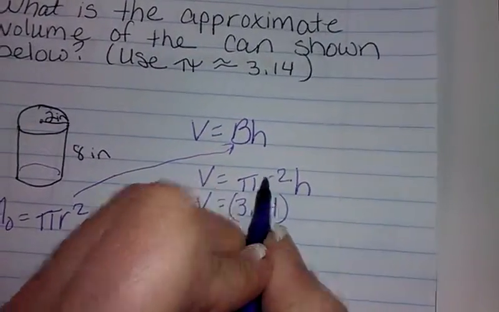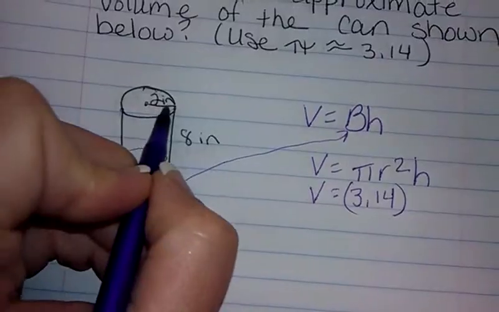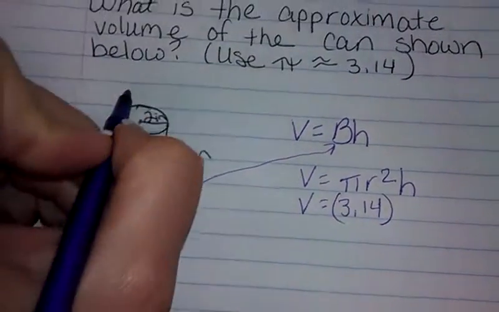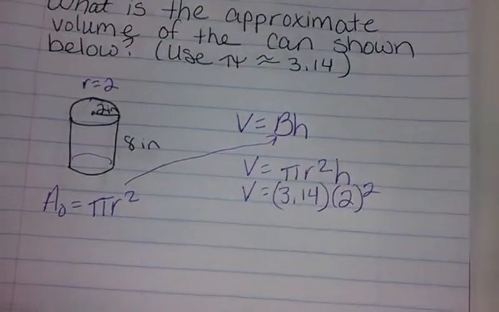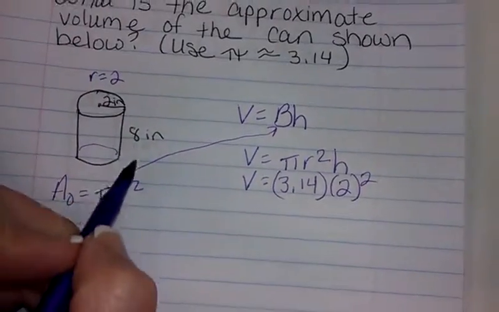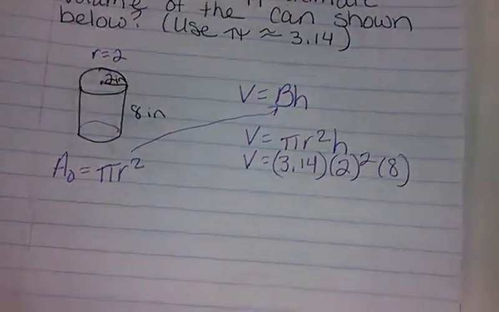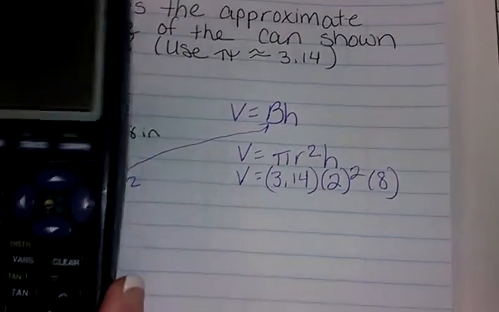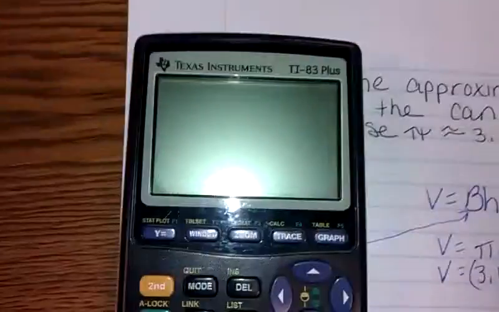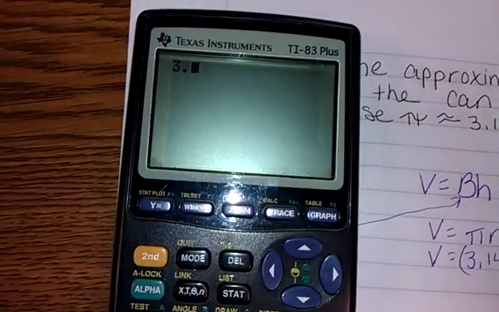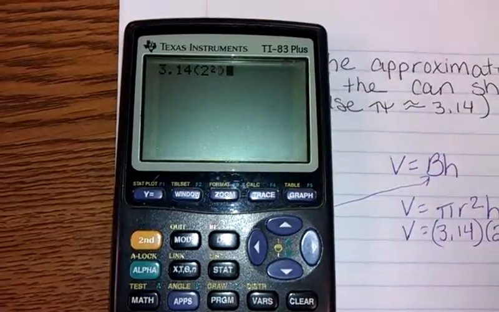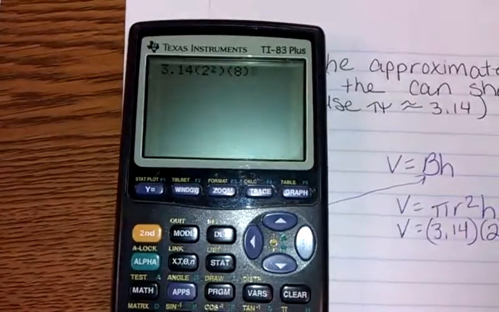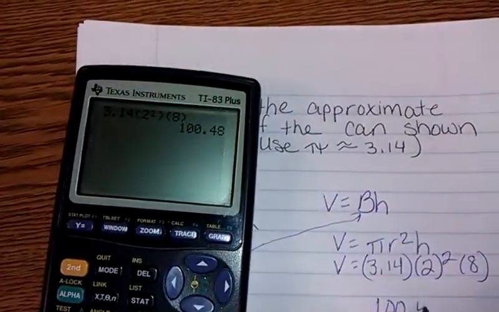R is the radius. Radius is half of this circle right here. So I've got R equals 2. So I'm going to come over here and put 2 squared. H is the height. The height is 8. Now, once we have this, let's plug this in our calculator to figure it out. I have 3.14 times 2 squared times 8. Press enter. My answer is 100.48.